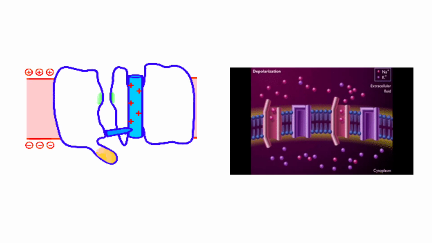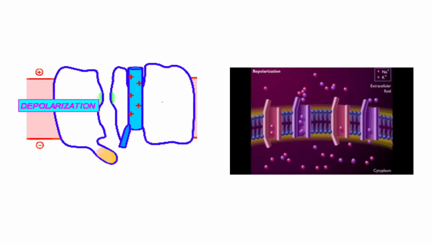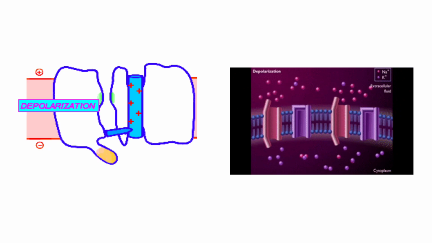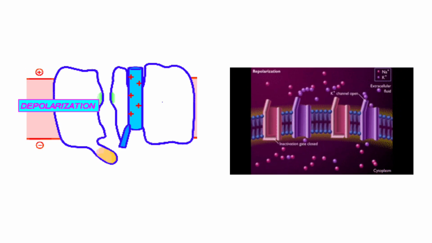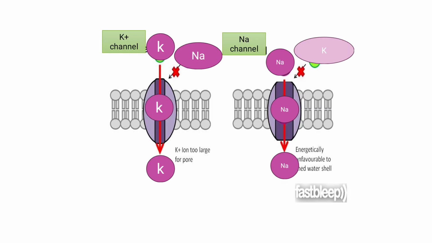Now come to the selectivity. In the previous picture, other than the activation and inactivation gate, at the central part of this channel you can see a light blue colored thing is present. That is the selectivity filter. Why in the sodium channel only the sodium ion can pass, not the potassium ion? This is known as the selectivity of the ion channels.